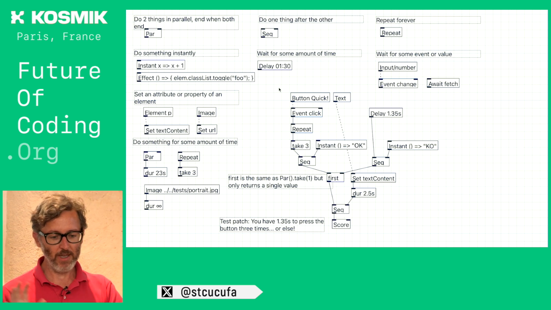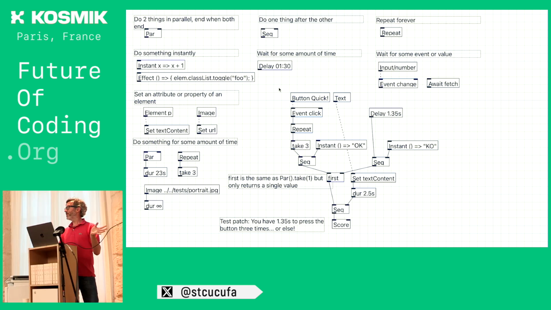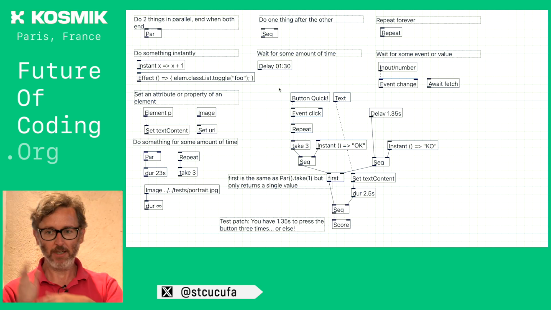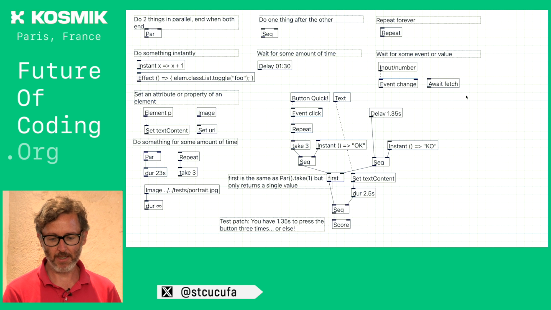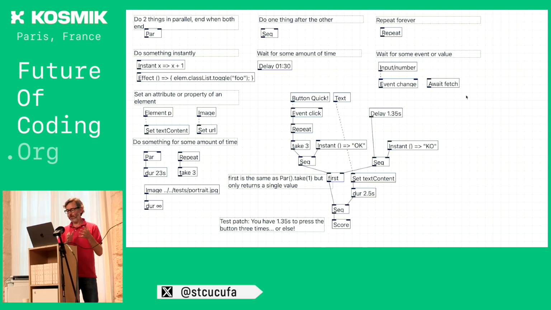Or you want to wait for some amount of time. So those are the primitives. So you wait for 1 minute, 30 seconds. You don't do anything, okay? And then you can do something else after that time has passed. Something more, so it's useful in some cases.